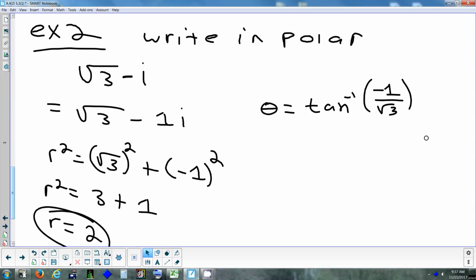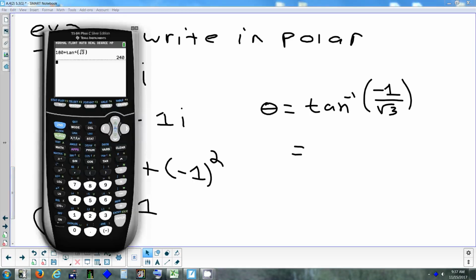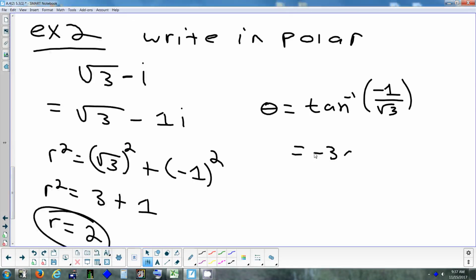All right, so let's type that in and see what we get. I'm in degrees, so that's fine. Inverse tangent of negative 1 divided by square root 3. And we get an angle of negative 30. What would negative 30 be the same as a positive angle?